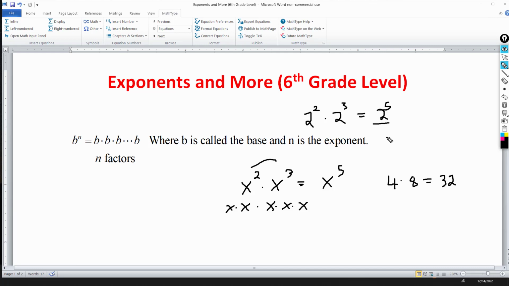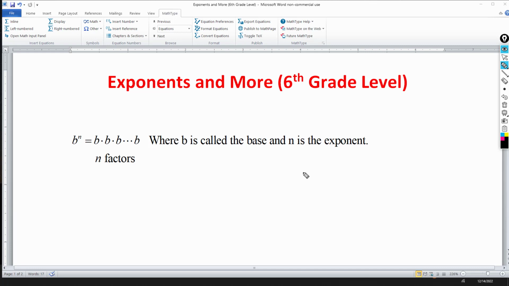So 2 to the 5th would be 2 times 2 times 2 times 2 times 2. And I just multiply this out. 2 times 2 is 4. Times 2 more is 8. Times 2 more is 16. Times 2 more is 32.